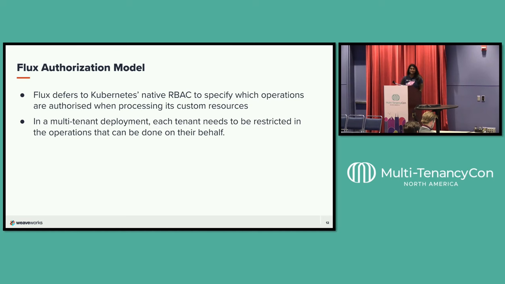Since tenants control Flux via its API objects, RBAC rules need to be attached to Flux API objects. To give users control, in a multi-tenant deployment, each tenant needs to be restricted in the operations that can be done on their behalf. So to give users control of the authorization, the Flux controllers can actually impersonate or assume the identity of a service account mentioned in the apply specification. There's a field that you can set in the Kustomization object or in a HelmRelease object if you're doing Helm, for both accessing resources and applying configuration. This lets a user constrain the operations performed by the Flux controllers via RBAC.